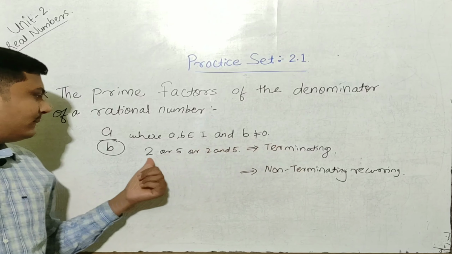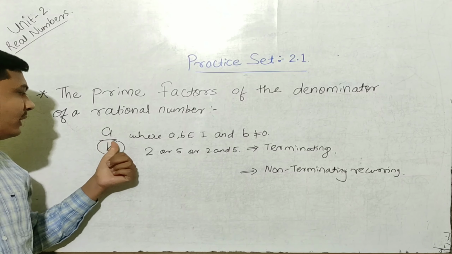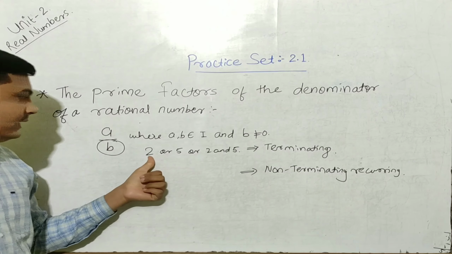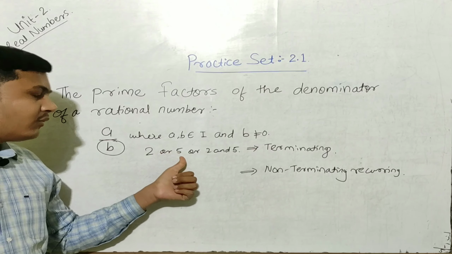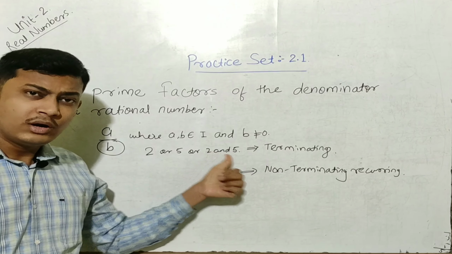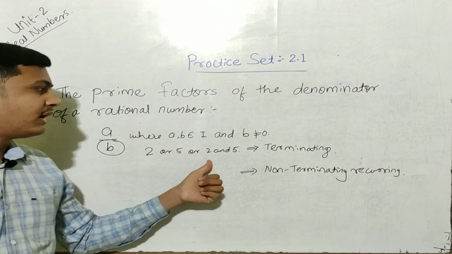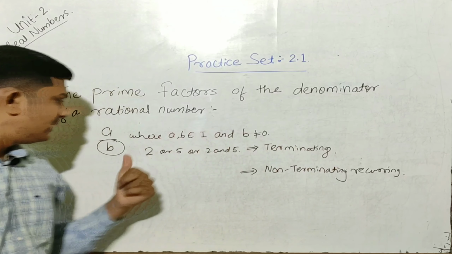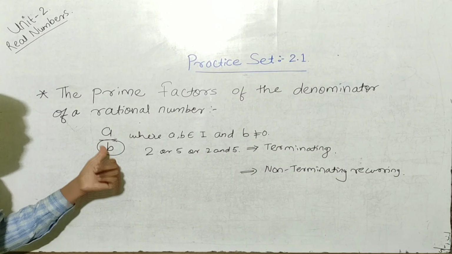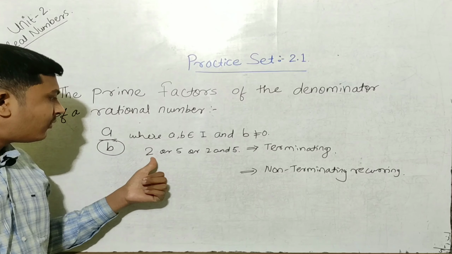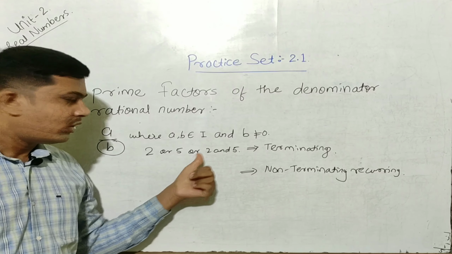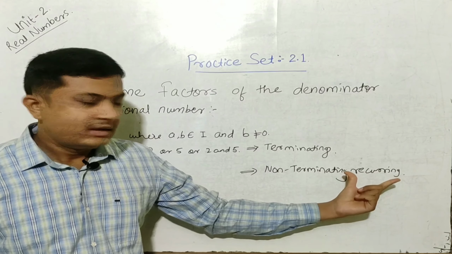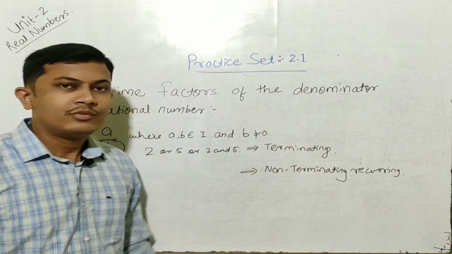It has been clear that we have to simply discuss the denominator only. If its prime factors are 2, 5, or 2 and 5, then the rational number is terminating. If the prime factors are not of the form 2, 5 or both 2 and 5, then it is non-terminating recurring. The same topic we will discuss with examples.